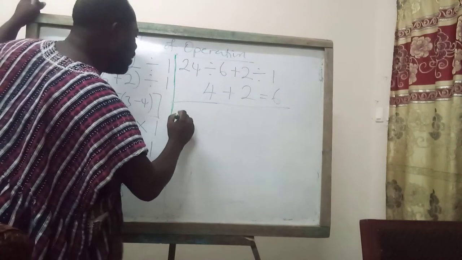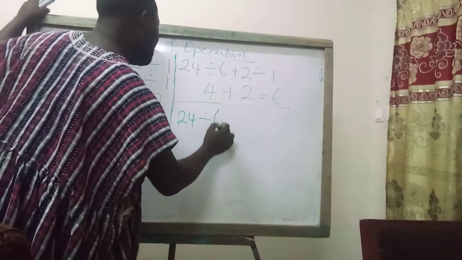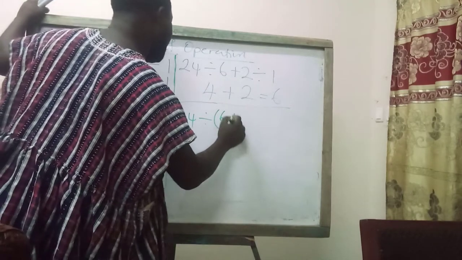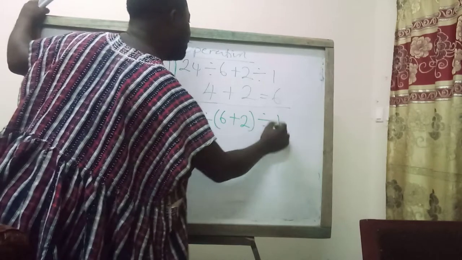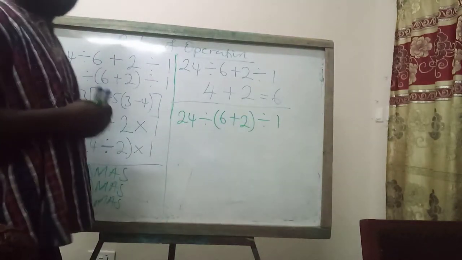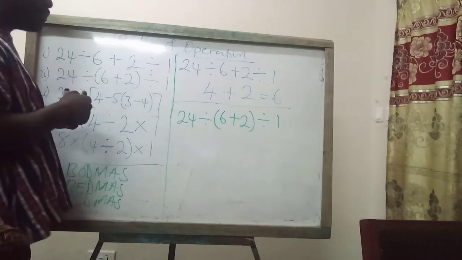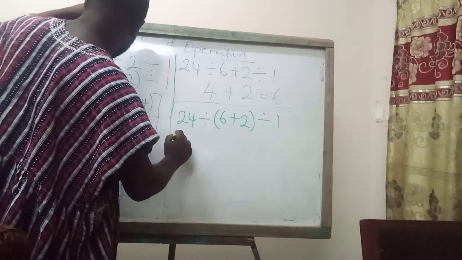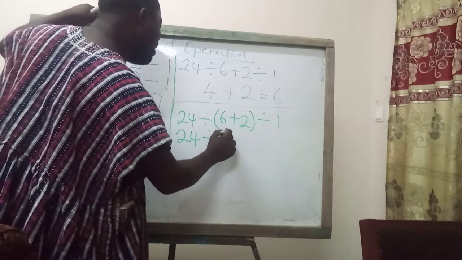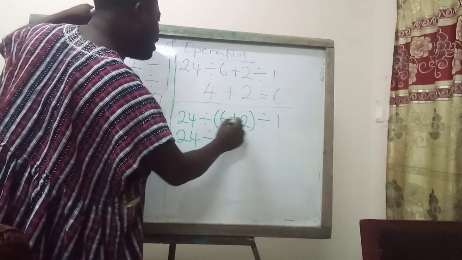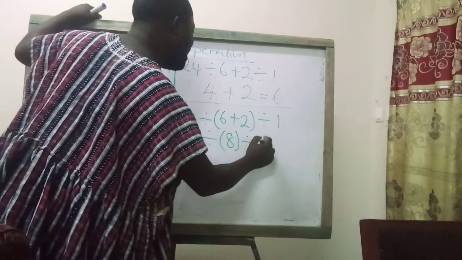We have the same 24 divided by, now there is a bracket, 6 plus 2, divided by 1. Here there is a bracket. So we work what is inside the bracket first. So we will get 24 divided by what is inside? 6 plus 2, 8, divided by 1.